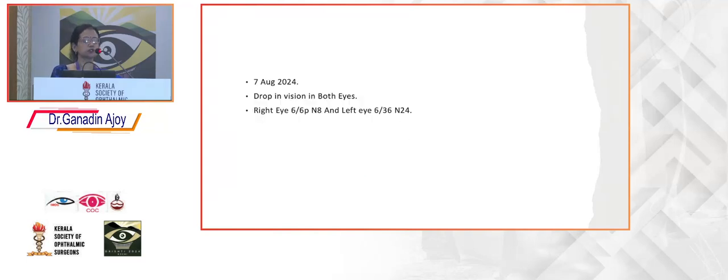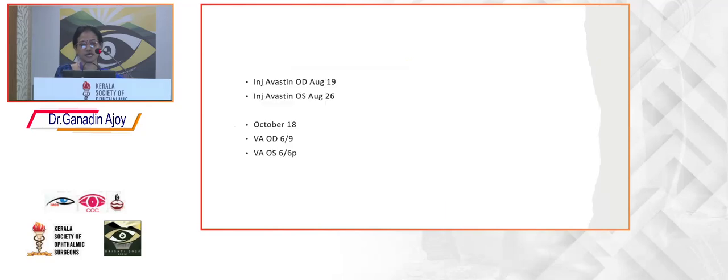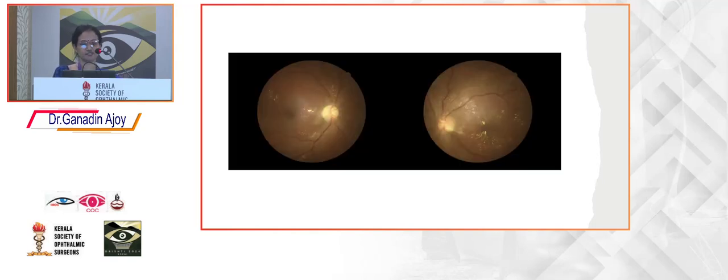Then 2 months later, he has a drop in vision in both eyes. The right eye has dropped to 6/6 parts N8 and the left eye to 6/36, N24. Now there is macular edema as well. This is after 2 months of laser treatment. He was given an injection of Avastin in the right eye on August 19th and the left eye on 26th. By October, his vision has come back to 6/9 in the right eye and 6/6 in the left eye.